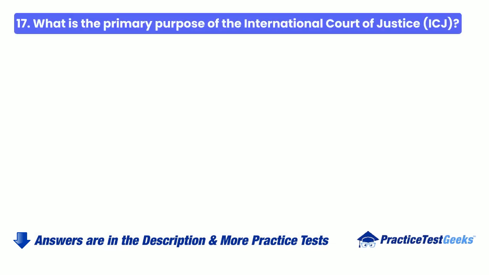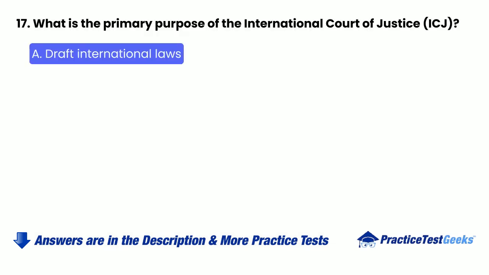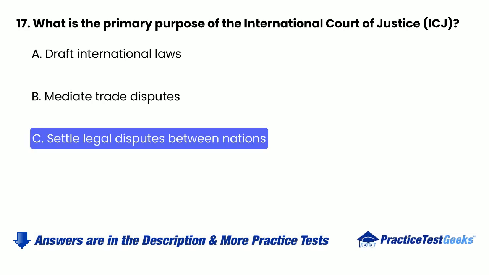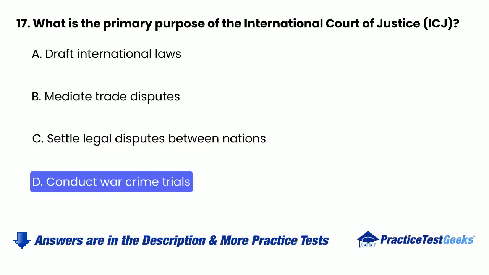17. What is the primary purpose of the International Court of Justice, or ICJ? A. Draft international laws. B. Mediate trade disputes. C. Settle legal disputes between nations. D. Conduct war crime trials.